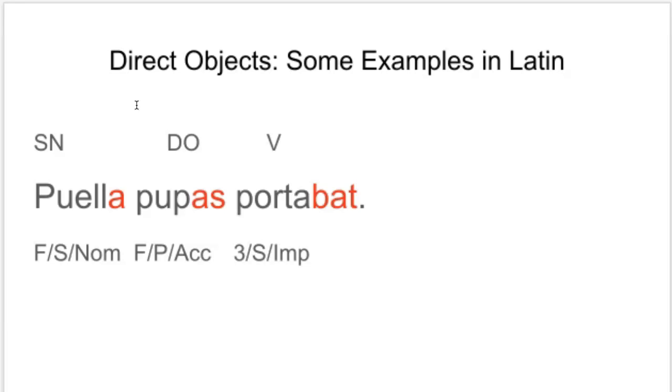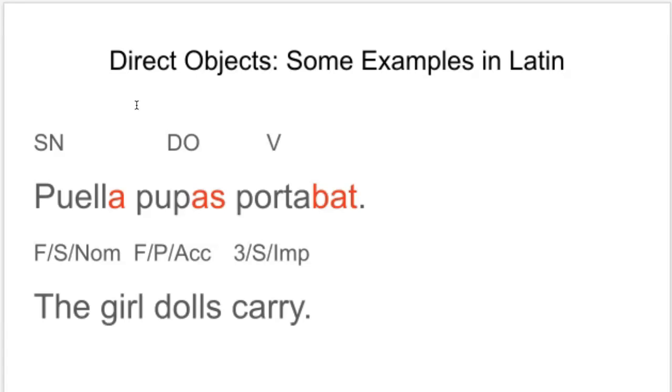Now, a common mistake a lot of students make when they're first learning how to translate is that they want to read the Latin left to right like we would in an English sentence. If we do that, we're going to get something along the lines of, the girl dolls carry. That doesn't make any sense. Don't do that. Don't read it left to right. If you do, the sentence will either sound like complete gibberish, or it'll sound like you're talking like Yoda, or maybe a little bit of both.